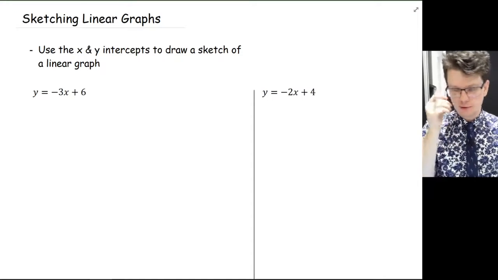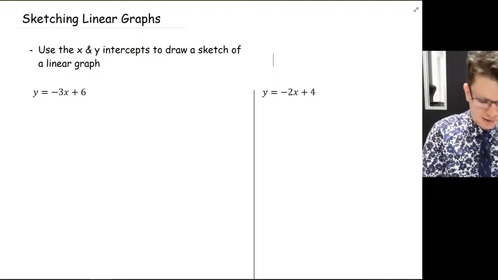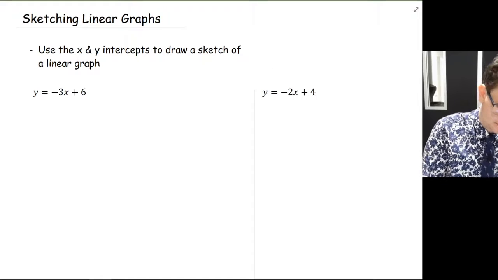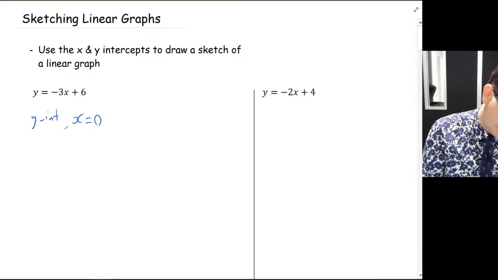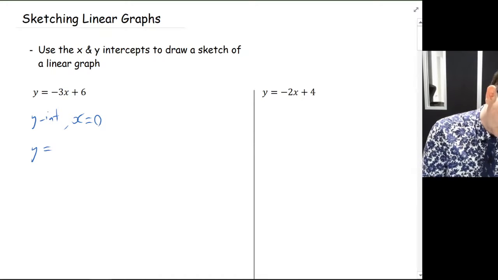Alrighty, so let's go through it. First thing I need to do, find my x and y intercepts. So, y int is when x equals 0, y is equal to minus 3 times 0 plus 6. The y int is 6.